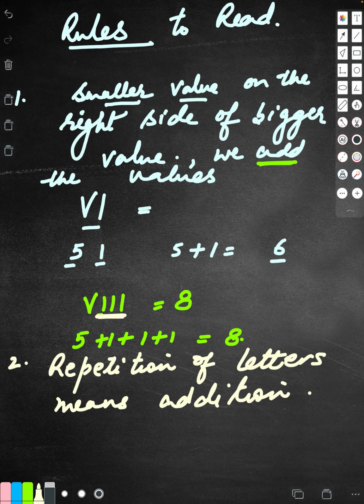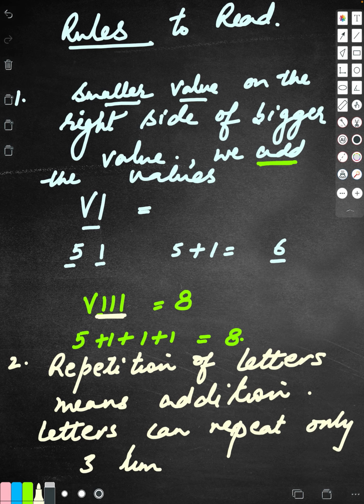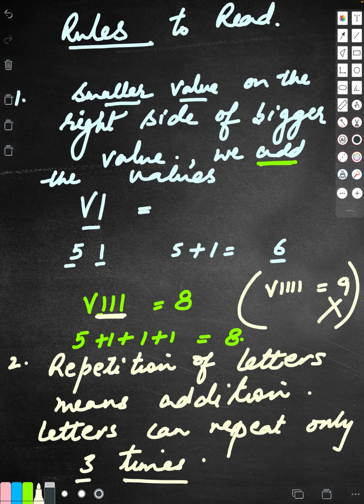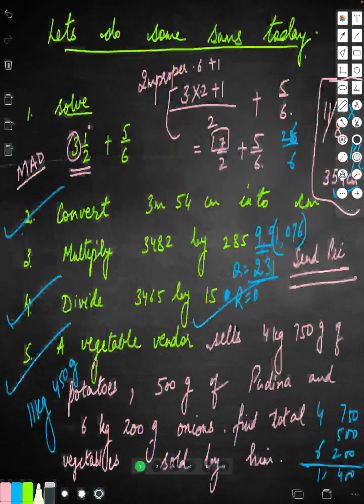Right? But the letters can be repeated only up to the maximum of 3 times. Letters can repeat only 3 times. This was a rule set by them. I cannot write VIII and tell that this is 9. This is wrong. Why? Because we have to follow the rule that the letters are repeated only 3 times. Correct? Let's come to the next one.